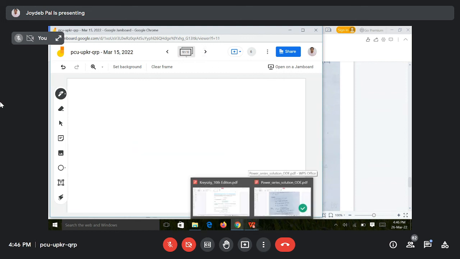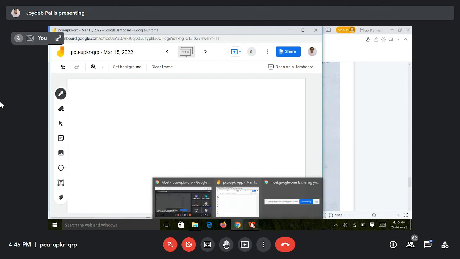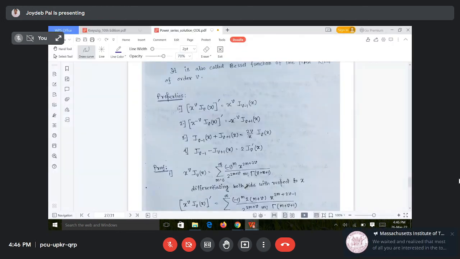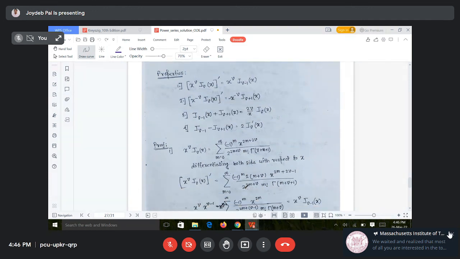Now actually the third and fourth are some kind of applications of properties number 1 and 2. You see, property number 3: J nu minus 1 of x plus J nu plus 1 of x is equal to 2 nu divided by x, J nu of x.